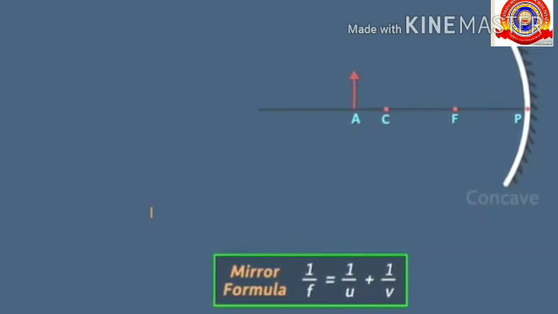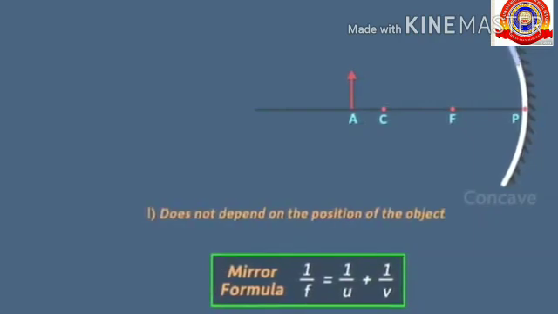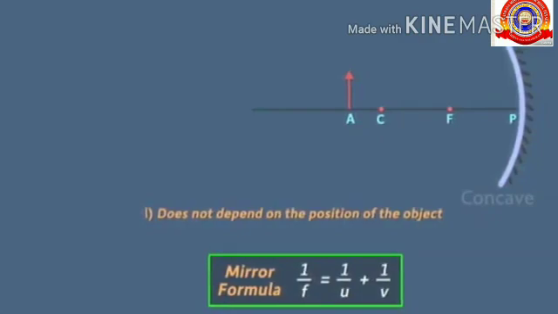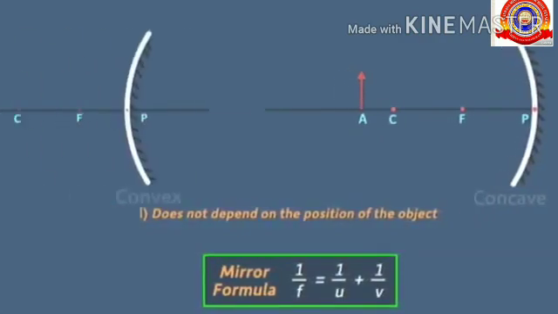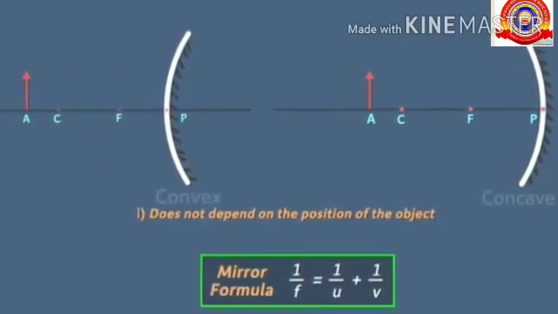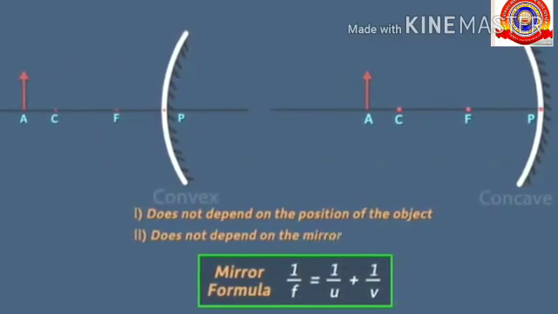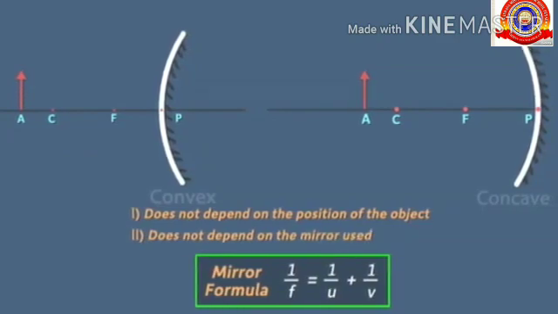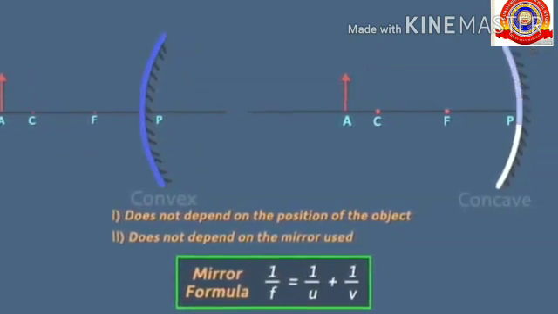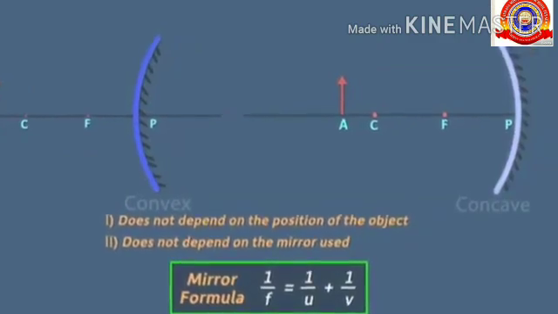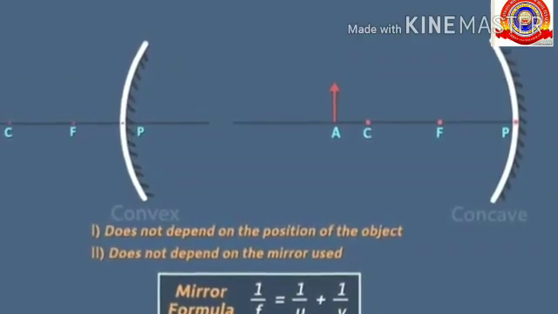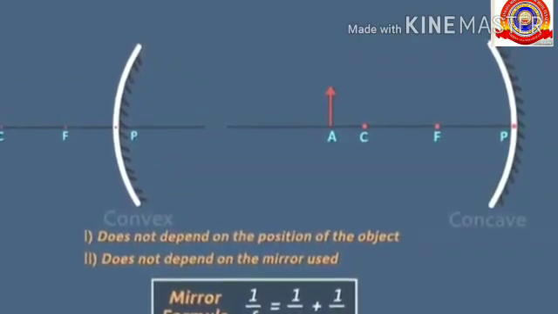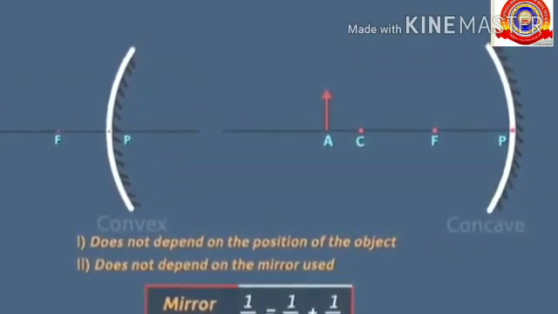So what if I place the object somewhere else? It wouldn't change the formula. That means the mirror formula does not depend on the position of the object. What if we use a convex mirror instead of a concave mirror? Here also the mirror formula remains the same. That means it does not depend on the mirror used. So for the convex mirror and the concave mirror, the mirror formula remains the same. That is 1/F = 1/U + 1/V.